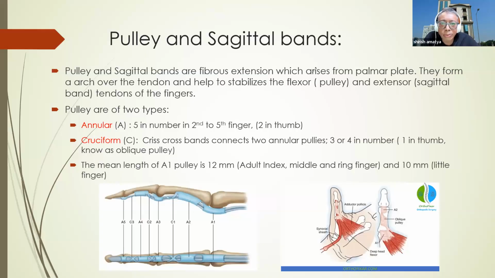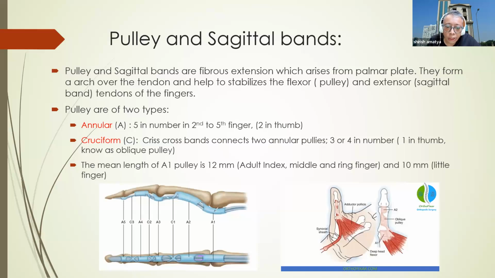Actually there are two types of pulleys. One is called the annular pulley and the other is called the cruciform pulley. The annular pulleys in the second to fifth fingers are 5 in number, as shown in the diagram, and in the thumb the annular pulleys are 2 in number. If you see the lower right side of the slide, there is a picture of the thumb with 2 annular pulleys. These annular pulleys arise from the palmar plate and arch over the flexor tendons, mainly the flexor digitorum superficialis and flexor digitorum profundus, as you can see in the lower side.